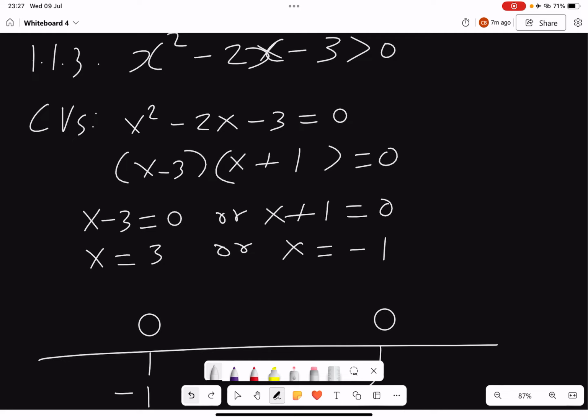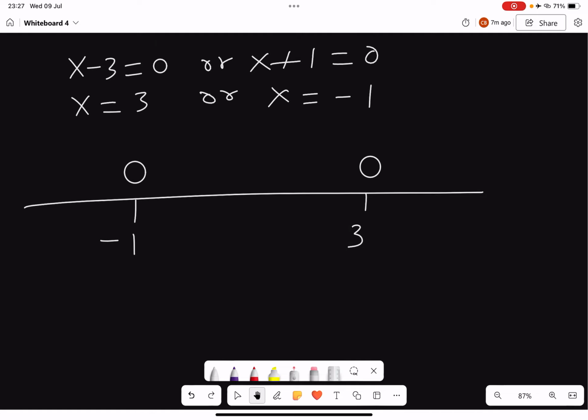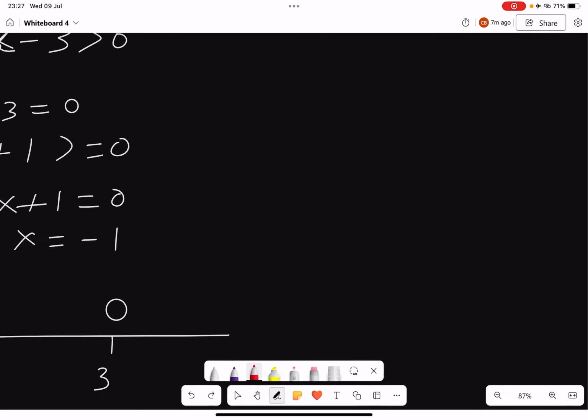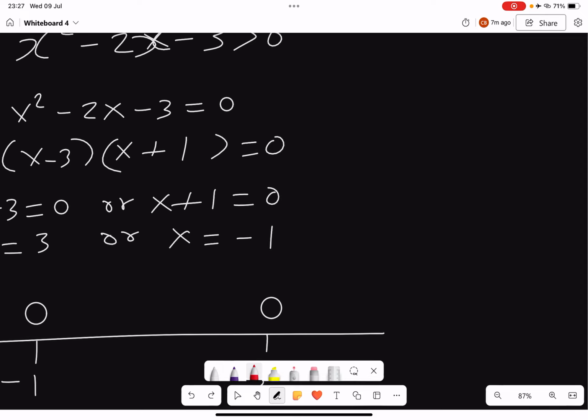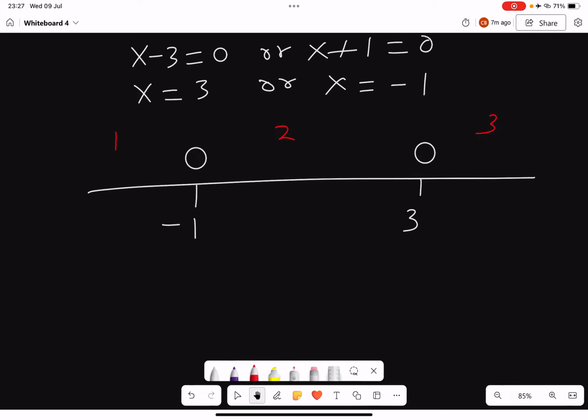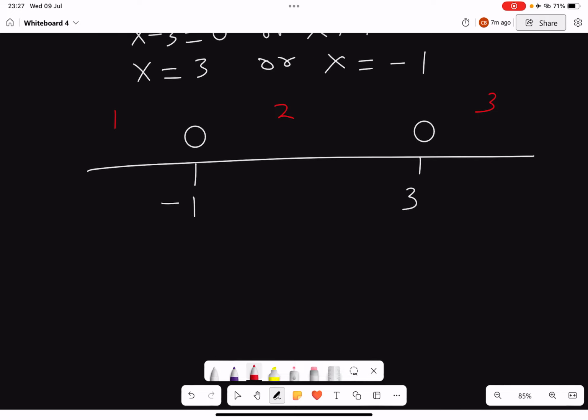Now let's test. We are going to test the intervals, right? Usually I do my testing on the side with a pencil. I can see that this number line is divided into 3 regions. The first region is here, the second one is in between, the third one is there.